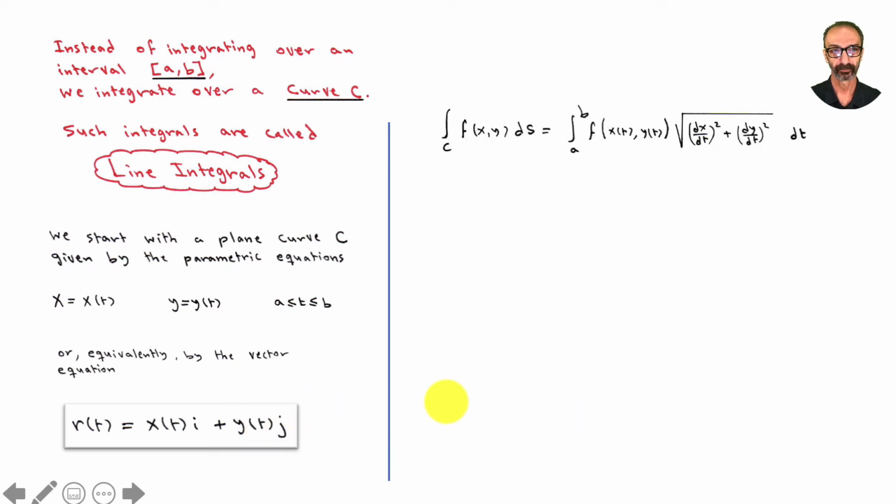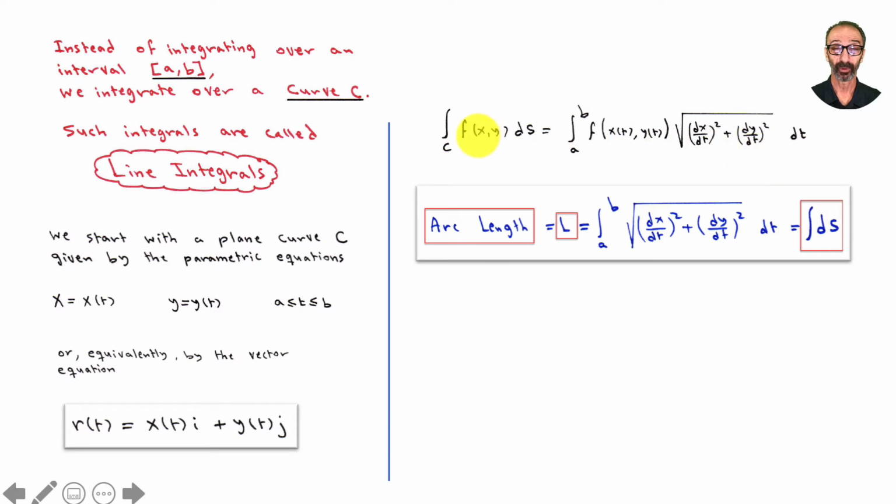Now, this is the line integral. Instead of f of x, y, we're going to write it in terms of x of t and y of t, and ds is this right here, which relates to the first slide that I showed you earlier.